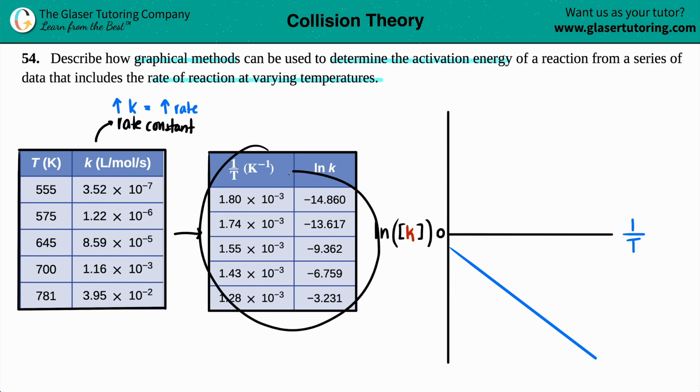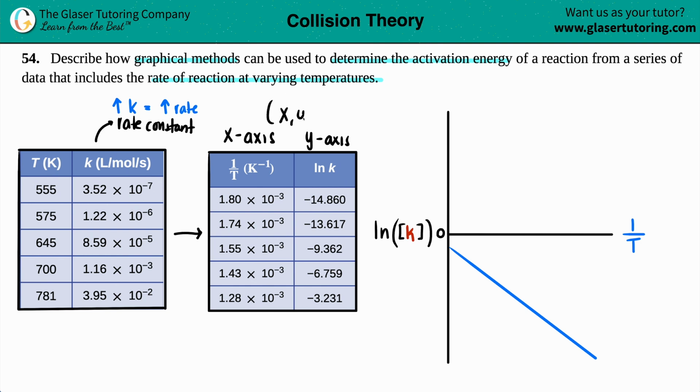And from this graph and this graph only, since we have our 1 over T versus ln of k, those are the plots that you're going to plug in. Your 1 over T is always going to be your x-axis, and your ln of k is always going to be your y-axis. So think of each trial as x comma y.